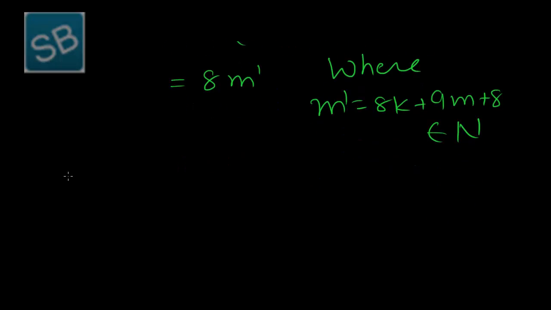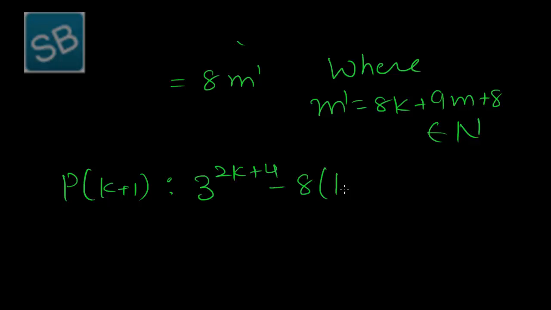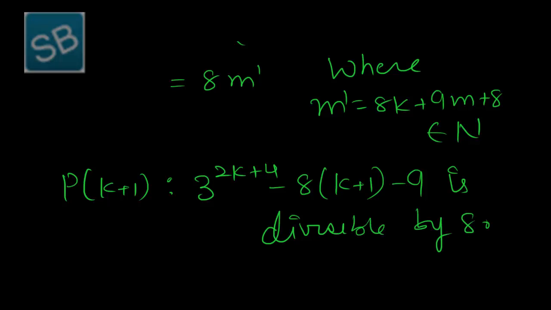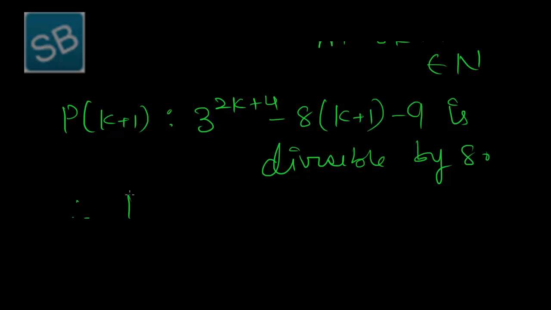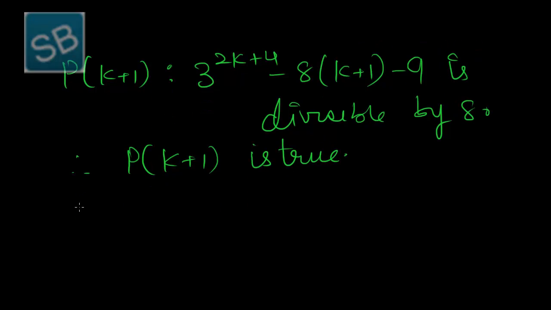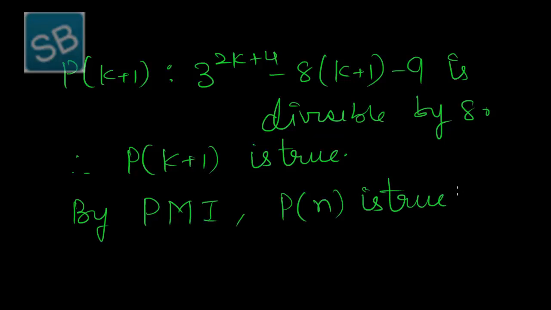So as we prove that P of k plus 1 is a multiple of 8, then we can say that this term is divisible by 8. Therefore, P of k plus 1 is true. So as P of k plus 1 is true, then by the principle of mathematical induction, P of n is true for all n belonging to N.